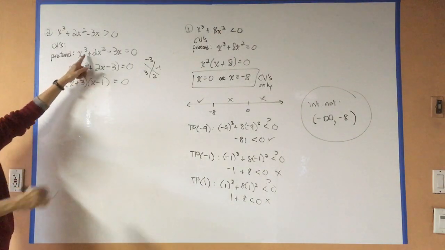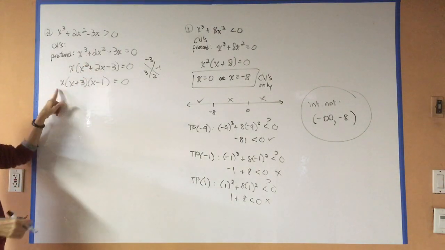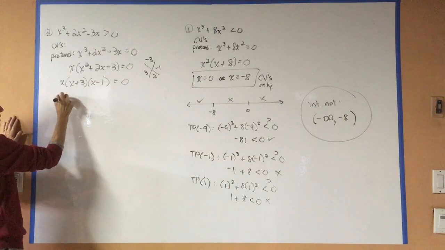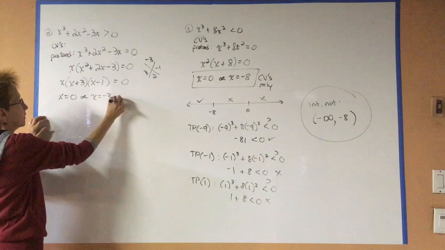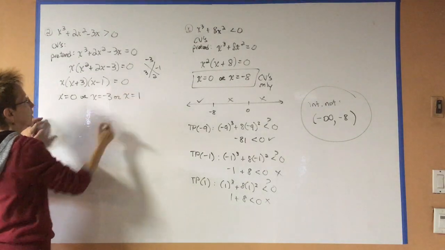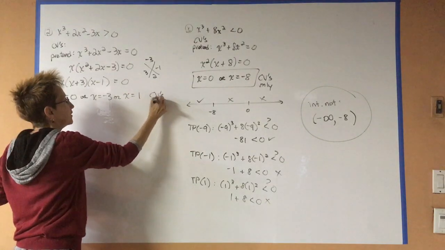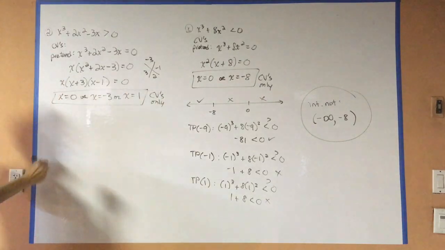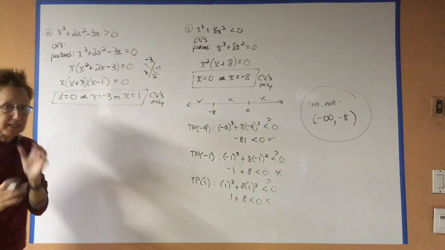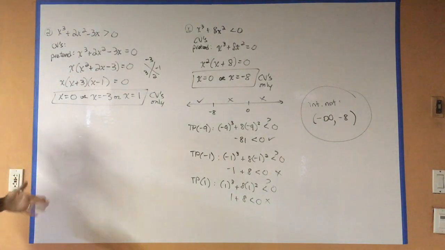So how many answers should I be getting? 3. This x does play a part. This says x equals 0, or this says x is -3, or this says x is 1. These are critical values only, okay? These are not solutions yet. They're just critical values. They're dividing my number line up into pieces that I'm going to then test.